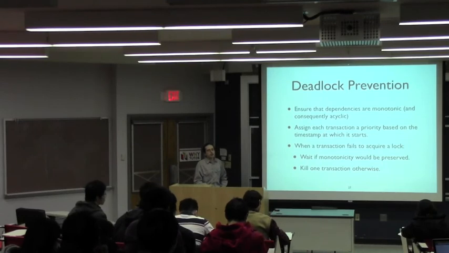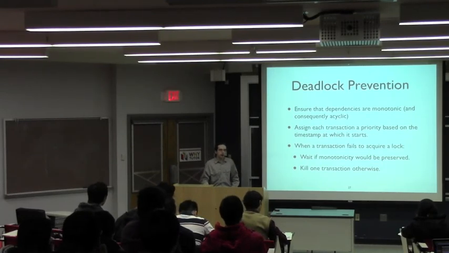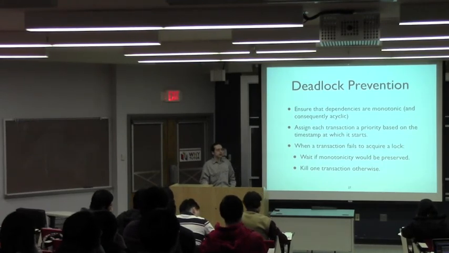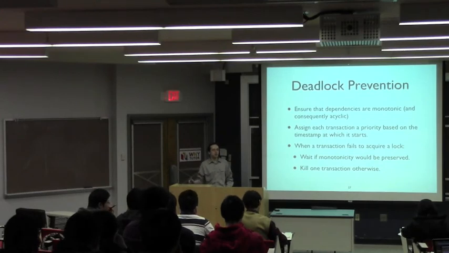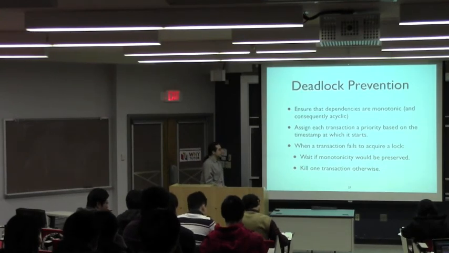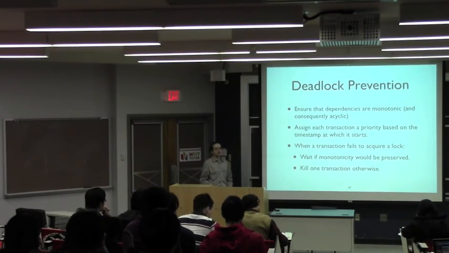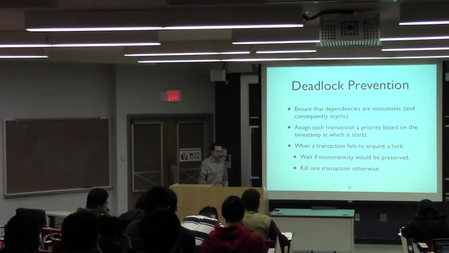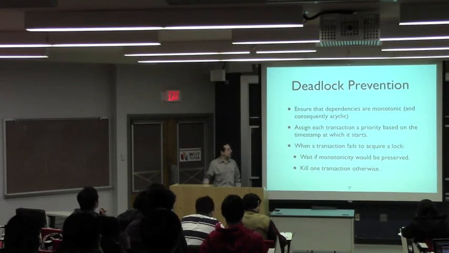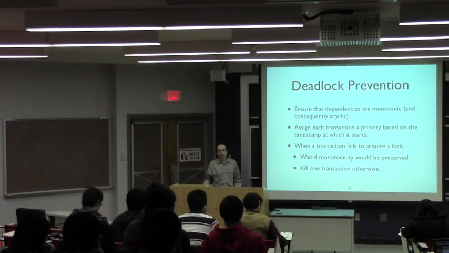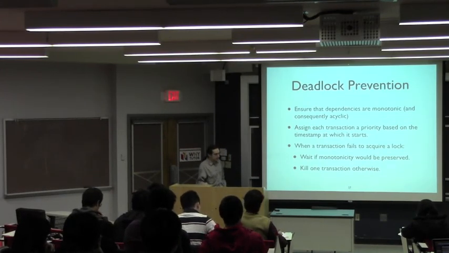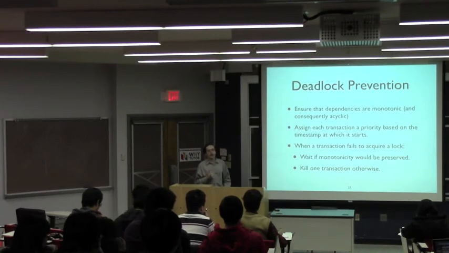So one of the strategies is to build this waits-for graph and periodically check that graph to see if there are any cycles in it. If there are cycles, then one of those transactions in the cycle has to be aborted. One other strategy that we can use that's actually typically quite a bit cheaper is to simply prevent the deadlock from occurring in the first place.